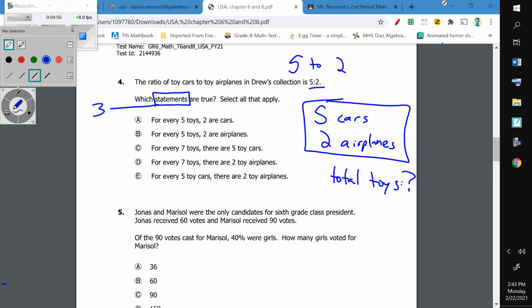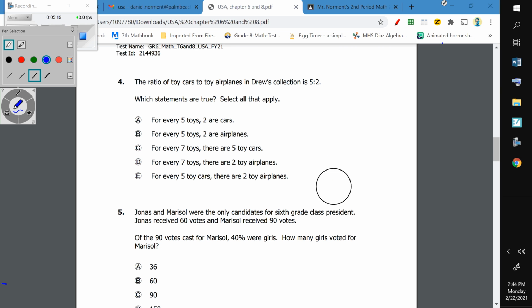Anyway, A is for every 5 toys, 2 are cars. B, for every 5 toys, 2 are airplanes. C, for every 7 toys, there are 5 toy cars. D, for every 7 toys, there are 2 toy airplanes. E, for every 5 toy cars, there are 2 toy airplanes. 3 of those are correct. Find out the 3. Good luck.